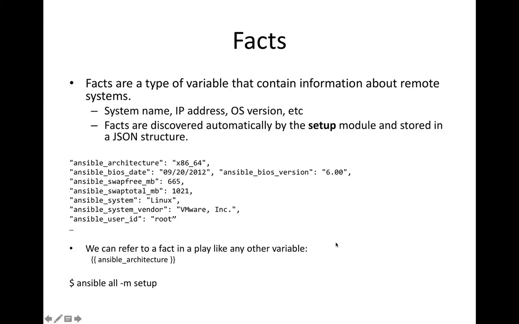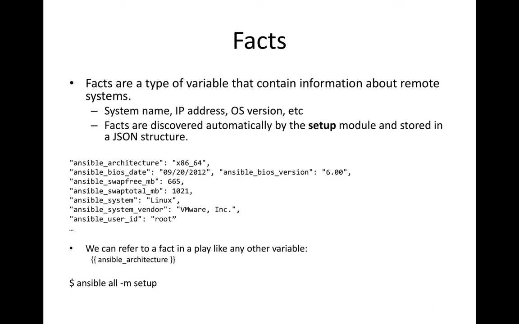I mentioned in one of the previous lecture segments that Ansible can store facts about a system. And a fact is basically, think of it as a variable that describes some property of a remote system. And a property could be a lot of different things. It could be the name of a system, the IP addresses and network interfaces on a system, the operating system version, the amount of memory on a system.